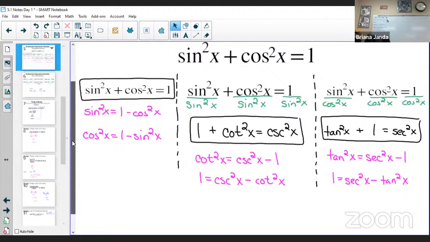1 plus cotangent squared. Now, with addition, can that order be reversed? Yes. With subtraction, can that order be reversed? No. Okay, so we have addition, it doesn't matter, and it's in this order. So I see 1 plus cotangent squared. That tells me that I can replace it, substitution. I can replace it with cosecant squared. That's what I would do. So let's try that out and see where it leads us.